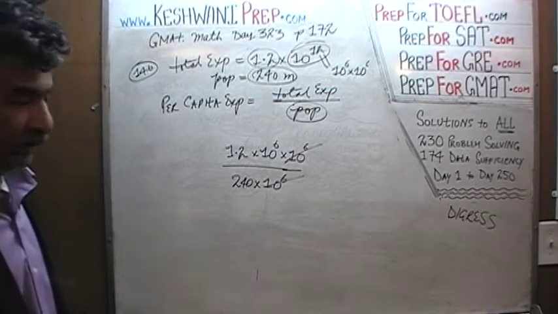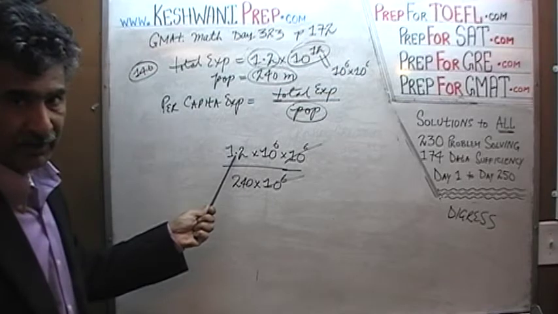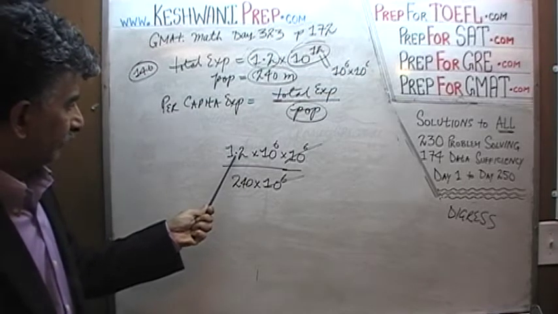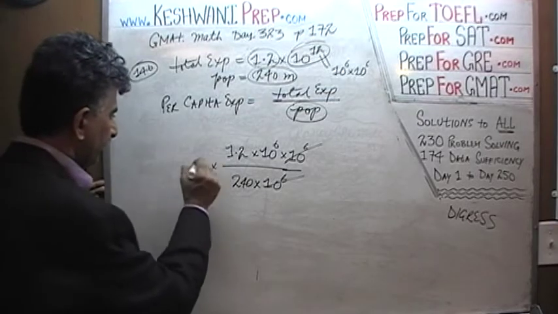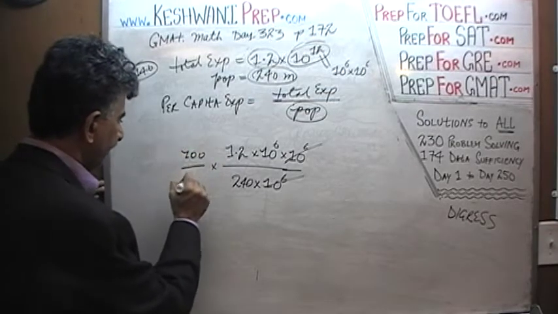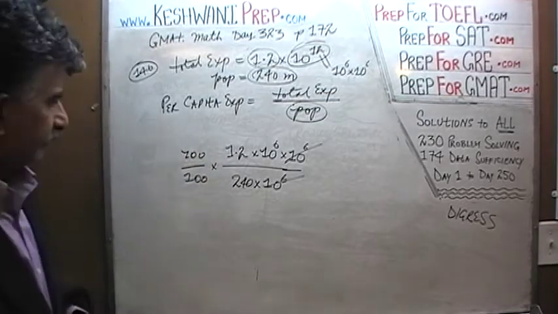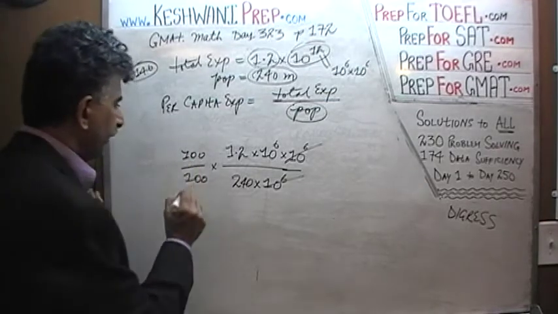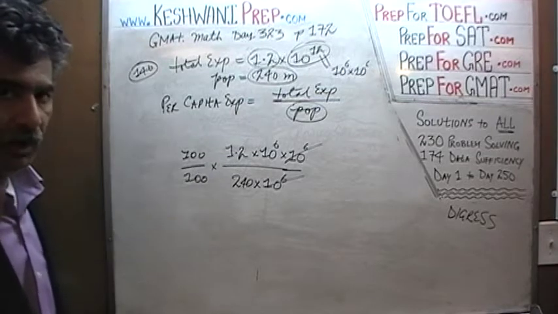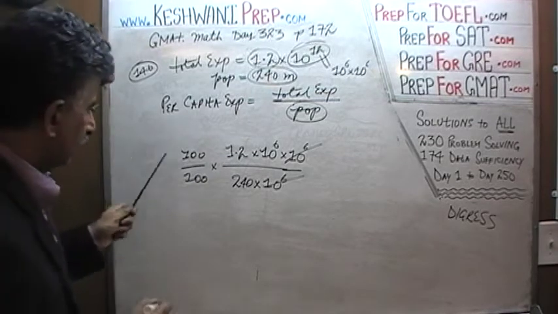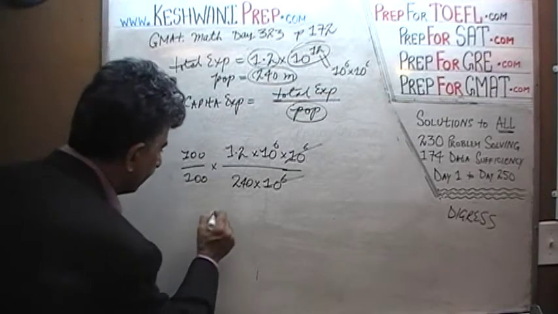Now listen, because this is 1.2 business, I don't like that 1.2 business. What can we do here? Let's divide top and bottom by 100, and you will see in a second why. Stay with me in the story. How much is 100 times 1.2? I hope you're able to see that it is 120.